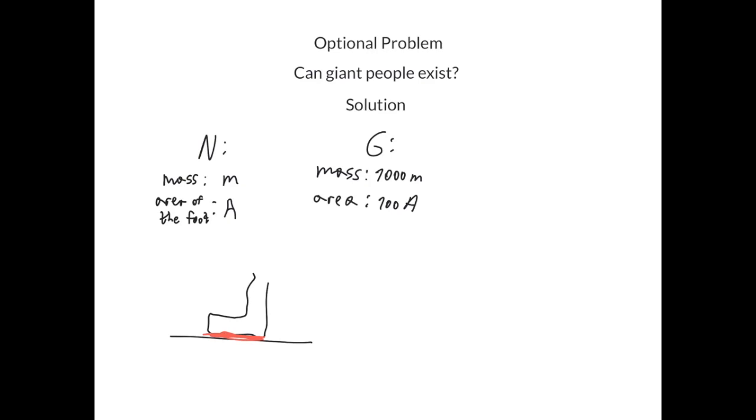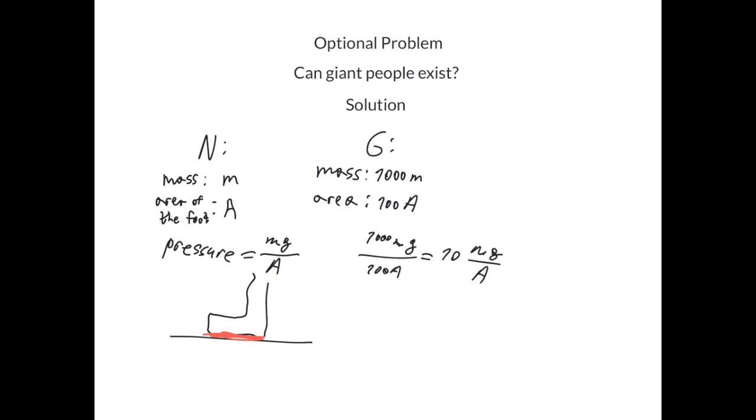And now we can calculate the pressure on this area by this mass. In the case of the normal person, the pressure is force divided by area. And the force is m times g, g is the acceleration on Earth, divided by A. And in the case of the giant, it would be 1,000 times m times g divided by 100 times A, which is 10 times mg over A. So the giants would feel 10 times the pressure on the area below their foot.